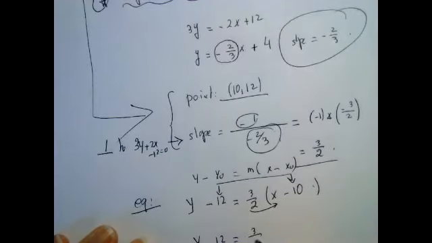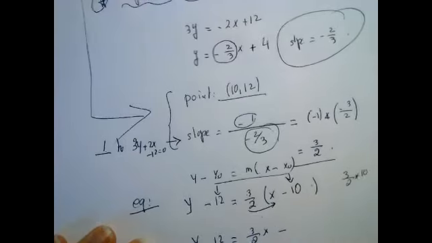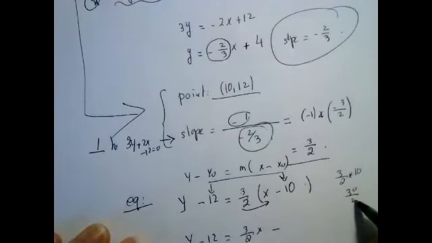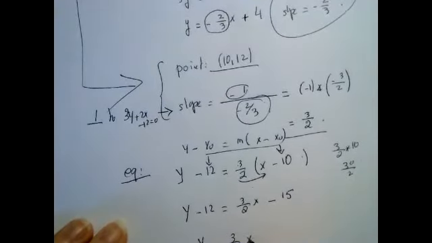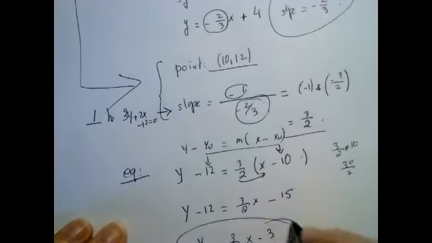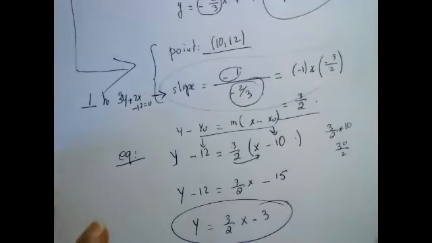3/2 times x minus 3/2 times 10 is going to give me 30 over 2, which is 15. And then for y, I add 12 to both sides, which gives me -15 plus 12, which is going to give me -3. Okay, so that's just a review for perpendicular lines. If the lines are parallel, they have the same slope, so it's much easier. Perpendicular, we have to do a little bit of work.